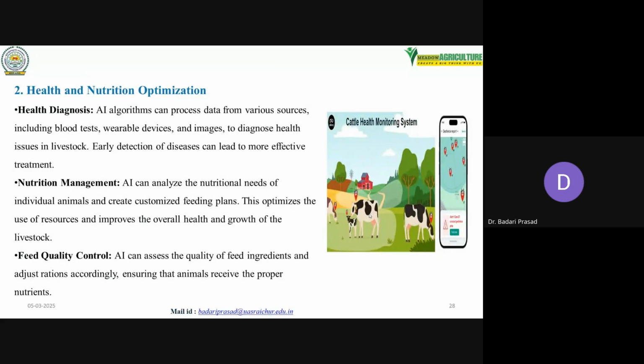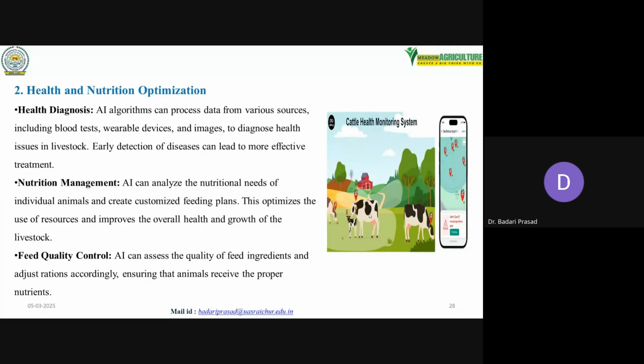So health and nutrition optimization. Health diagnosis is one of the important criteria in maintaining any livestock. So these AI algorithms can process the data from various sources, including blood tests, wearable devices, and images to diagnose the health issues in livestock. Early detection of diseases can lead to more effective treatments. The other one is nutrition management. AI can analyze the nutritional needs of individual animals and create customized feeding plans. This optimizes the use of resources and improves the overall health and growth of the livestock.